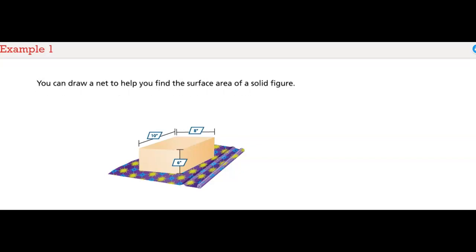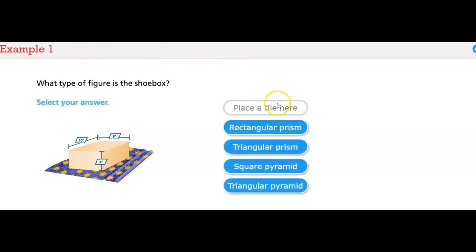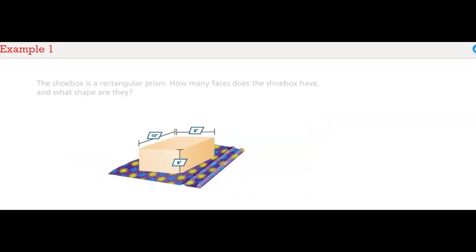You can draw a net to help you find the surface area of a solid figure. What type of figure is the shoebox? Select your answer. The shoebox is a rectangular prism. How many faces does the shoebox have, and what shape are they?